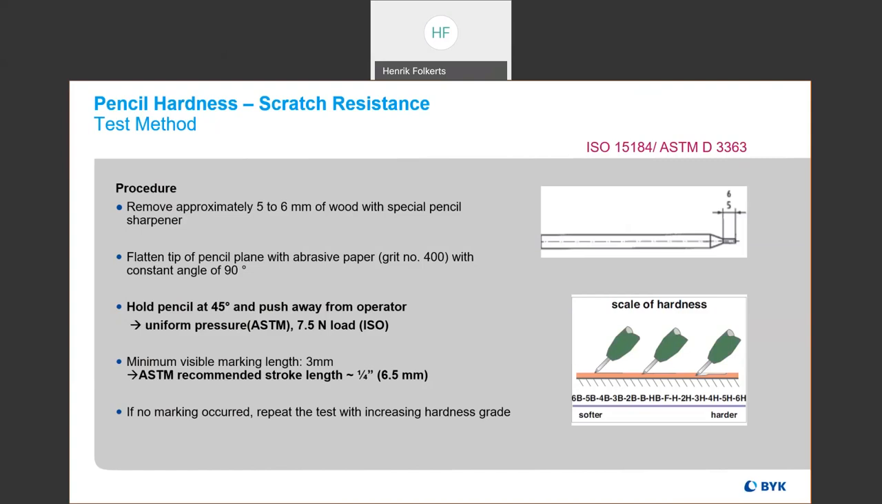And when conducting the test, the pencil should be held at 45 degrees and pushed away from the operator to guarantee a uniform pressure according to ASTM. The ISO specification is more detailed about how much pressure should be applied. The exact pressure is 7.5 Newton. The minimum visible marking length should be 3 millimeters. Therefore, ASTM recommends a stroke length of approximately 6.5 millimeters. It's a quarter of an inch.